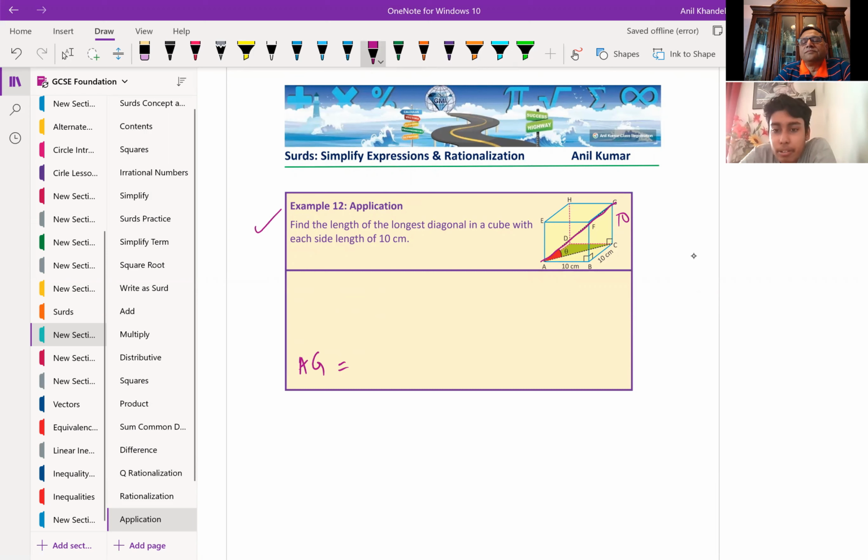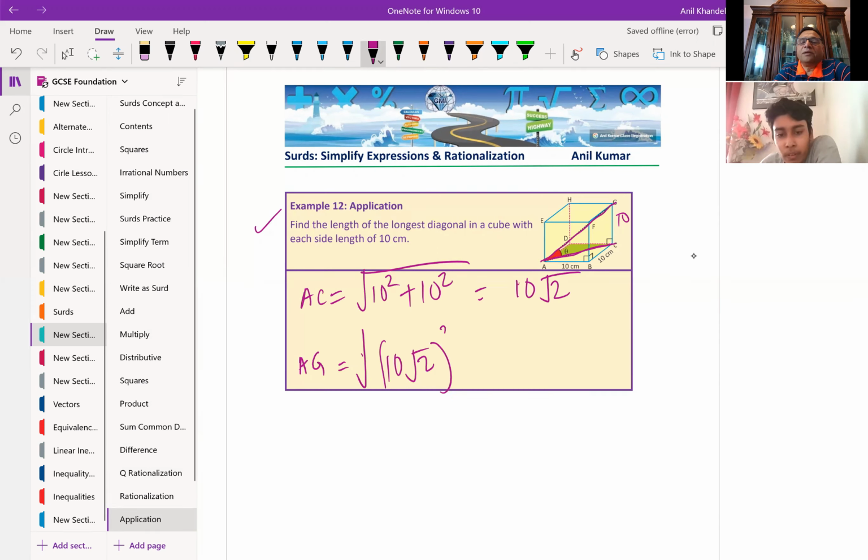So what I would do is I would multiply volume and then I'll divide it by half, sir. No, no. So you find the diagonal in the base first using Pythagorean theorem, which is A to C, right? A to C is the square root of 10 square plus 10 square, which basically is 10 square root 2, right? Do you understand? Yes, sir. And now you can use A to G as the square root of (10 square root 2) square plus 10 square, right?